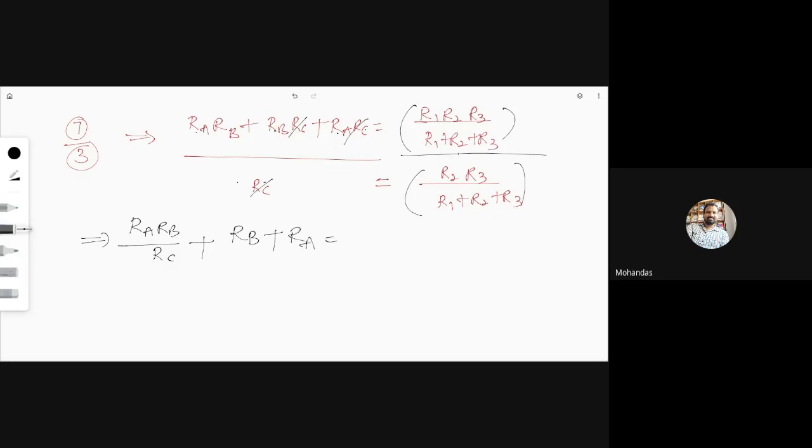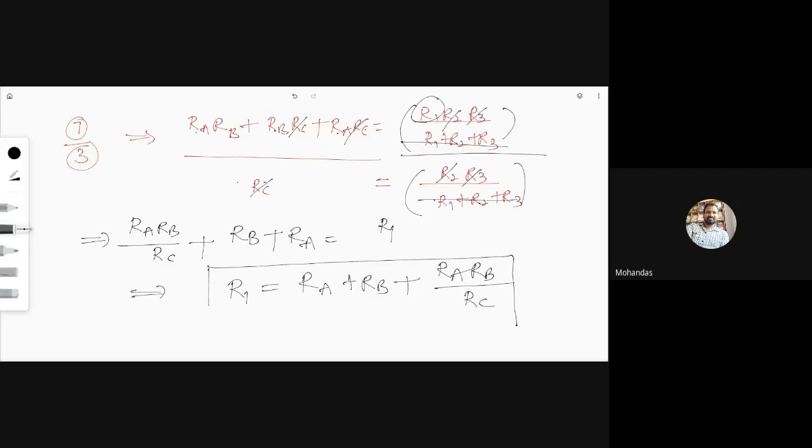Now come to this right-hand side. In the numerator, R2 R3 will get cancelled out, so R1 remains in the numerator. And what about the denominator? R1 plus R2 plus R3 here, and R1 plus R2 plus R3 here, so the total denominator value will get cancelled out. So finally, if you observe this equation, we have R1 equal to RA plus RB plus RA RB by RC. So this is equation number 8.